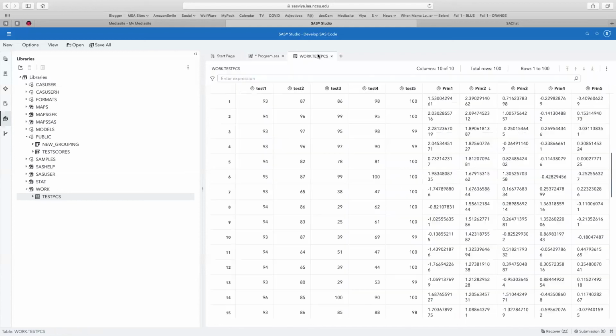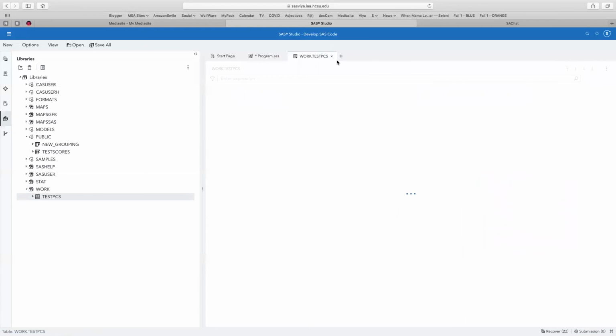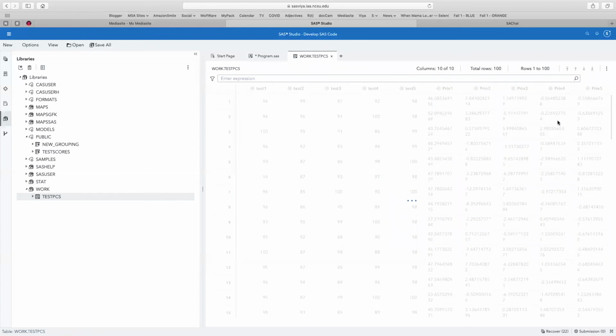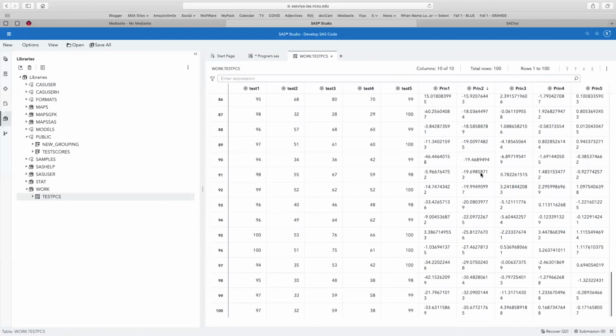Again, let's confirm that here. Let's make sure it opened the most recent version of this. So I'm going to sort in descending order on Prin 2. And yeah, this person got an 87 on test 2 and a 25 on test 3. 90 versus 30, 86 versus 29. And if I go all the way to the bottom to the smallest coordinates on principal component 2, I see an opposite trend. This person did much better on test 3 than they did on test 2. Likewise going up.